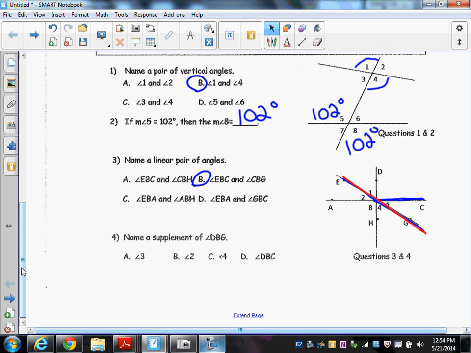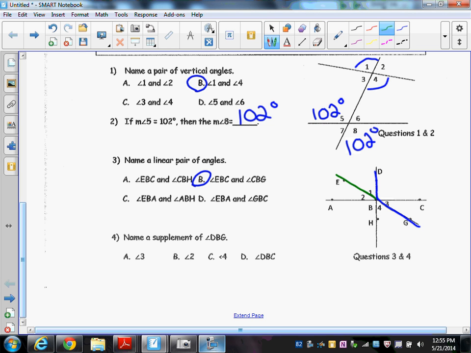We're also using this same question for number 4. So I'm going to erase this so it doesn't get confusing. Number 4 asks us to name a supplement to angle DBG. So I trace it, DBG, and I want to complete the line. There are two possible options here. My first option would be angle 1.